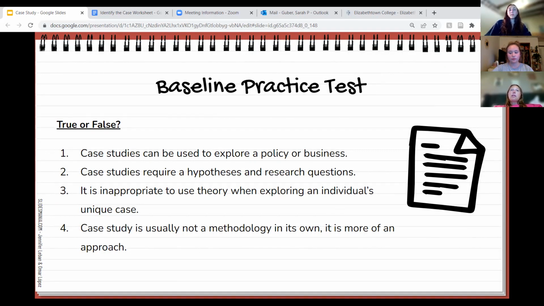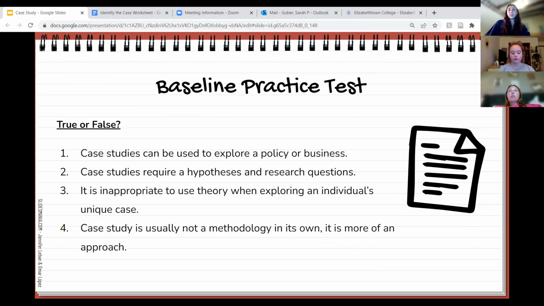Number 1, case studies can be used to explore a policy or business. 2, case studies require a hypothesis and research questions. 3, it is inappropriate to use theory when exploring an individual's unique case. And 4, case study is usually not a methodology in its own, it is more of an approach.